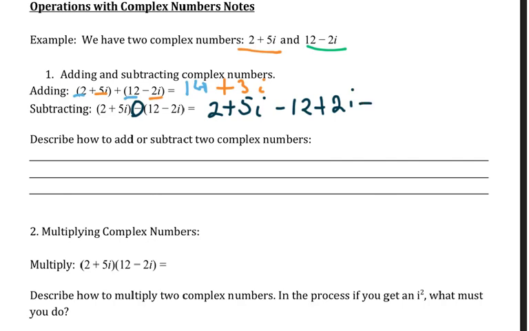And at this point, we're going to combine like terms. So we're going to add real parts. So 2 minus 12 will give me negative 10, and 5i plus 2i is 7i.